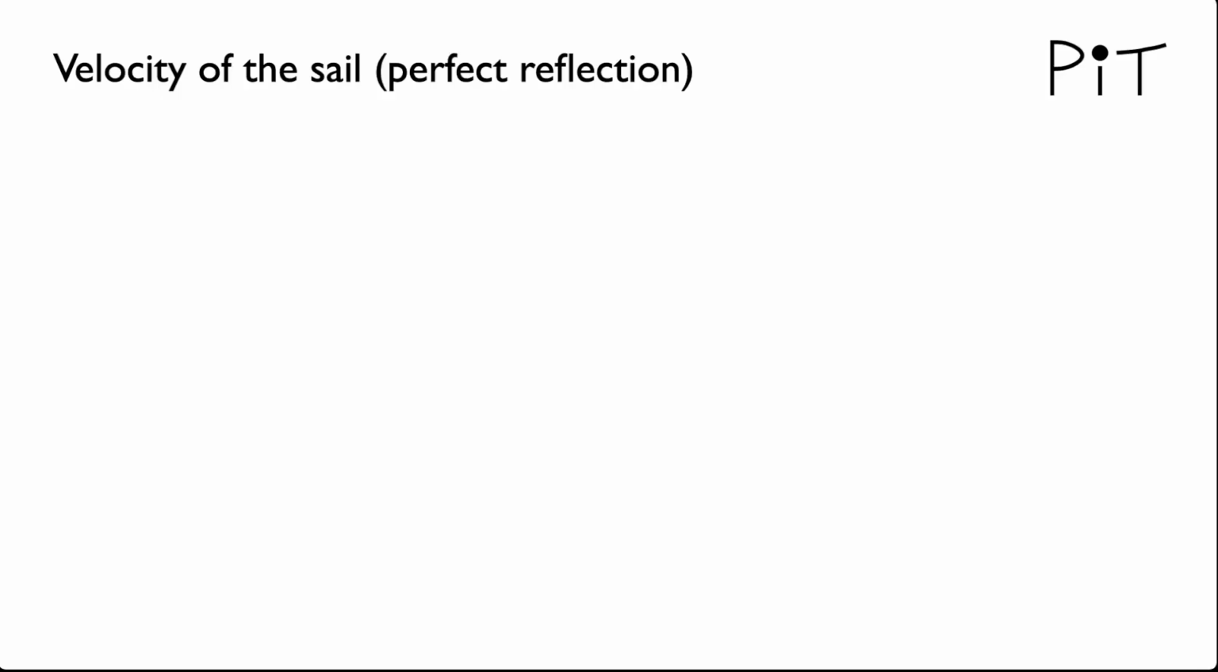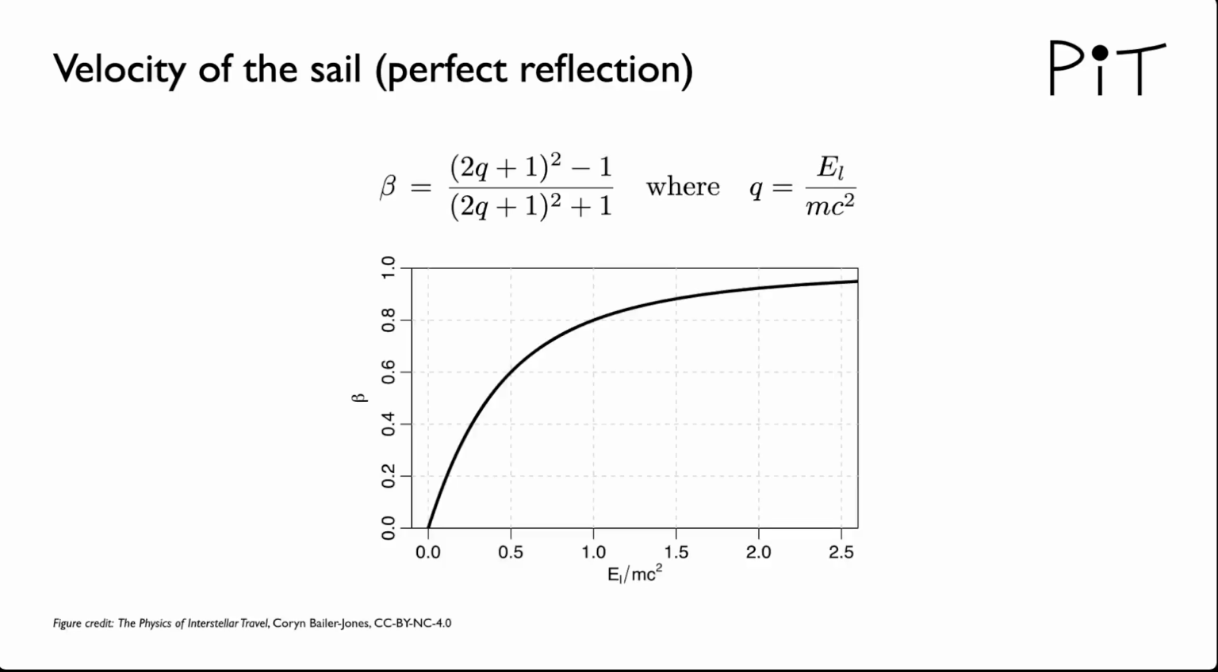Using conservation of relativistic momentum and energy, we can derive the velocity of the sail as a function of the energy provided to the sail. We find that the velocity depends only on the mass of the sail, m, and the total amount of energy received, EL, but not on how that energy has been received, for example, whether steadily or in variable bursts.